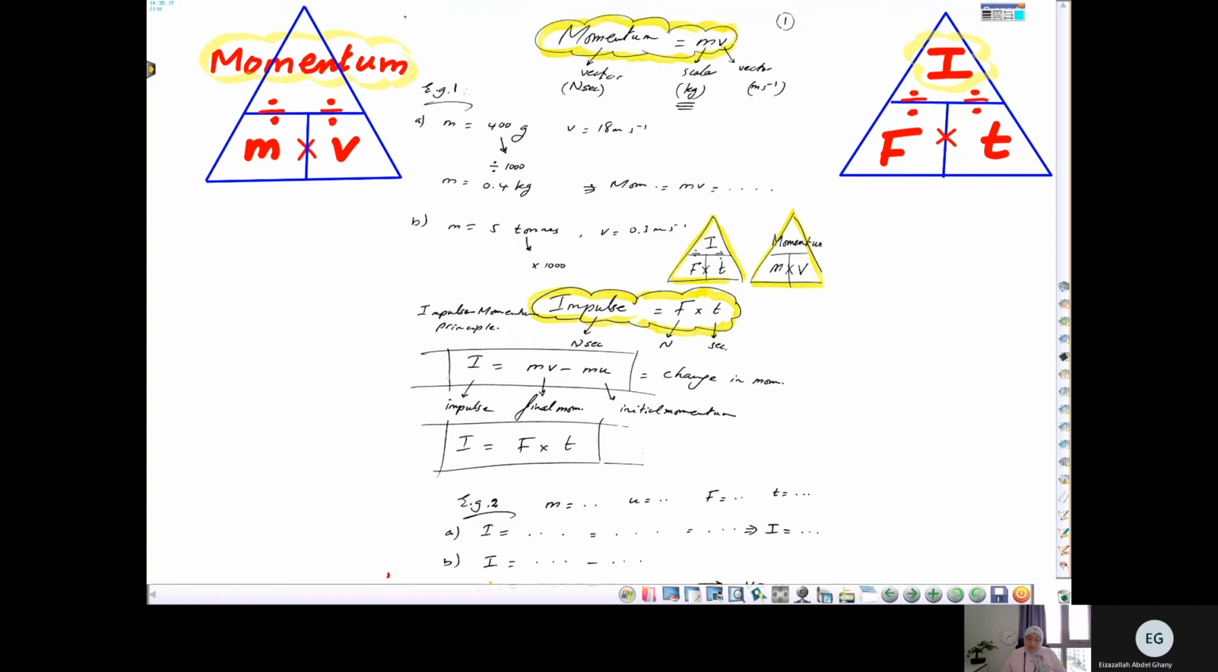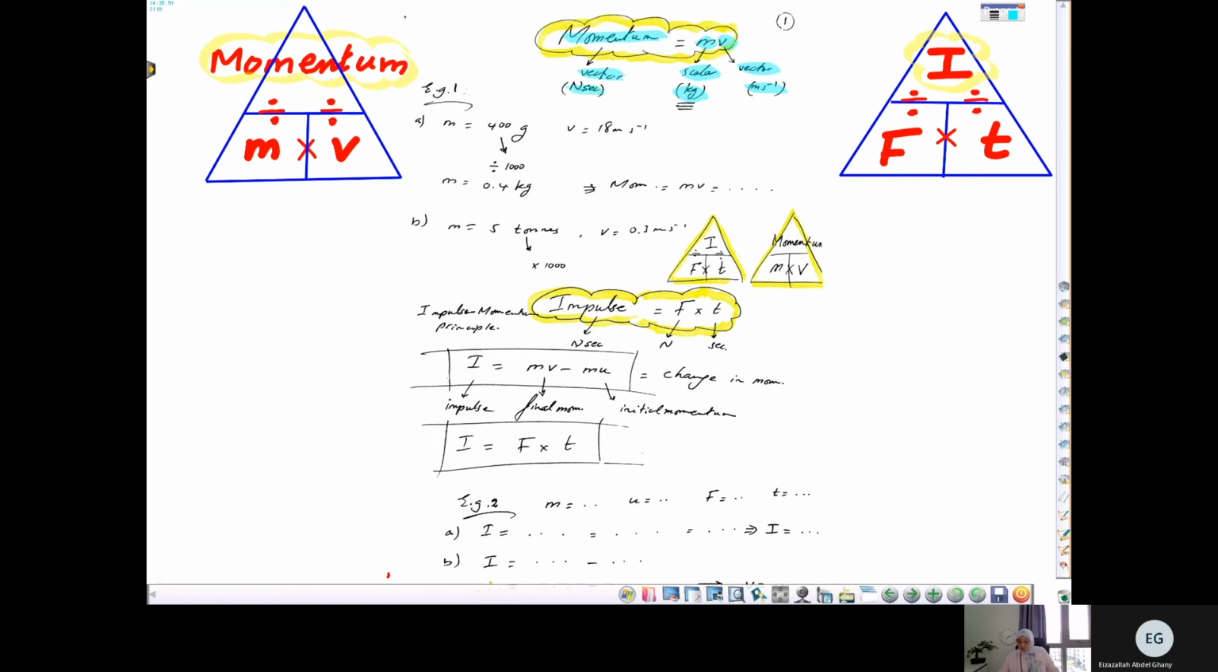So now, momentum is simply mass times velocity. Momentum is a vector quantity because mass is a scalar quantity, measured in kilograms, and you multiply it by velocity, which is a vector quantity measured in meters per second. So the momentum consecutively will be a vector quantity. It will be measured in Newton second.